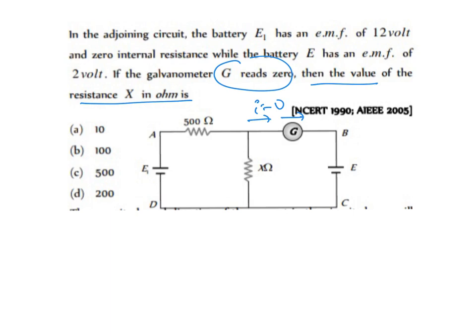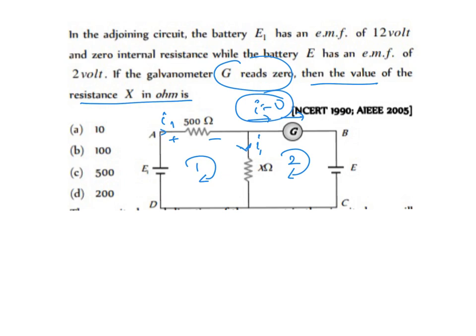So I am finding two loops here, let me call them the first loop and the second loop. Let me apply Kirchhoff's voltage rule for the first loop. Let me take some current I1 flowing here. As I equal to 0 here, the same current I1 must be flowing here also.